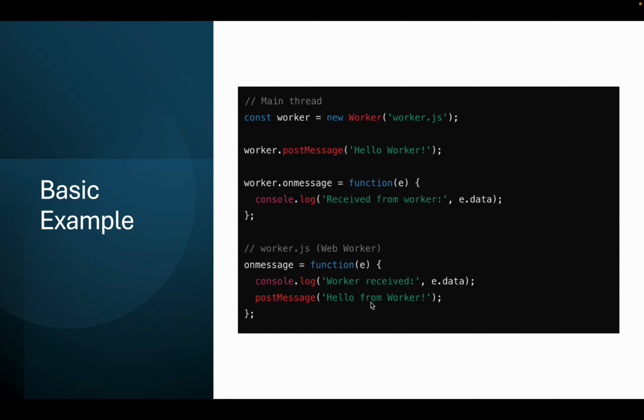We can process the data here, play with the data here basically, and whatever the results are we can post the message from here. This message which is posted from worker.js comes back in the main file in worker.onmessage, and here we can just extract the data and do whatever we want to do with it. So yep, that is how it works.